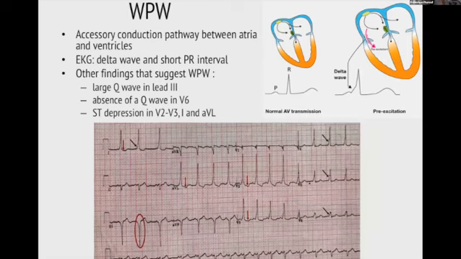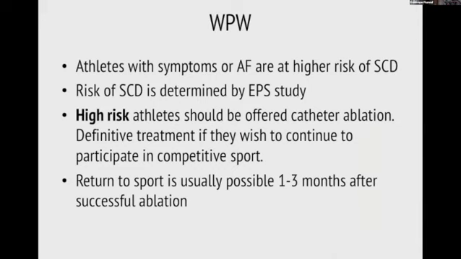Patients with symptoms or AFib are at high risk of SCD and should be investigated with EPS. And the risk of SCD is determined by the refractoriness of the accessory pathway and the induction of AFib. And those athletes deemed high risk should be offered catheter ablation. Radiofrequency ablation is the definitive treatment for patients with high-risk pathways who wish to continue to participate in competitive sport. And usually return to sport after successful ablation is possible after 1 to 3 months.